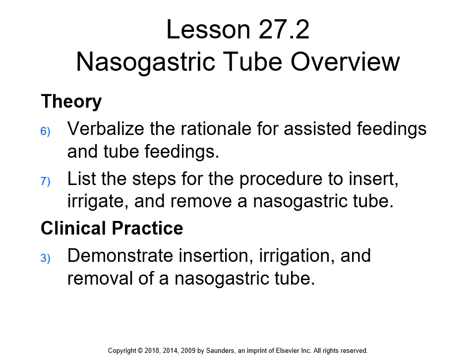In this section, we're going to cover the content for nasogastric tube overview. The objectives covered in this section are as follows. You're going to be able to verbalize the rationale for assisted feedings and tube feedings. List the steps for the procedure to insert, irrigate, and remove an NG tube. In the clinical practice, you'll acquire the skills and be able to demonstrate insertion, irrigation, and removal of an NG tube.